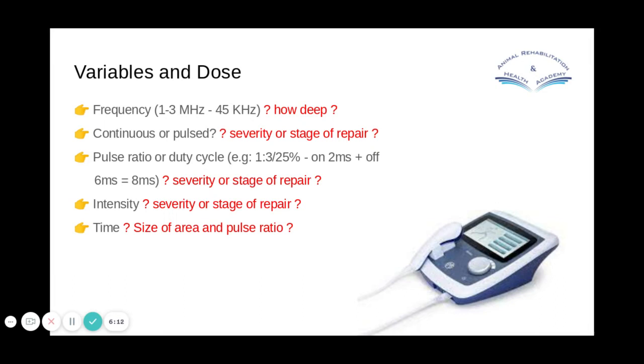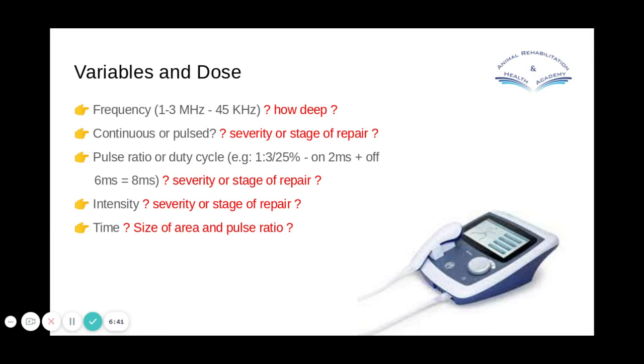Once you've selected the frequency, so how deep do I want this to go, you're then going to think about what type of beam you want to use. Is that going to be continuous or pulsed? So is it literally just going to be one continuous beam, sound wave, or is it going to be pulsed? So switched on, switched off, switched on, switched off. The questions we're going to ask ourselves to decide what we need to select there is how severe it is, or what stage of repair we're at. So are we acute? Are we subacute? Are we chronic?